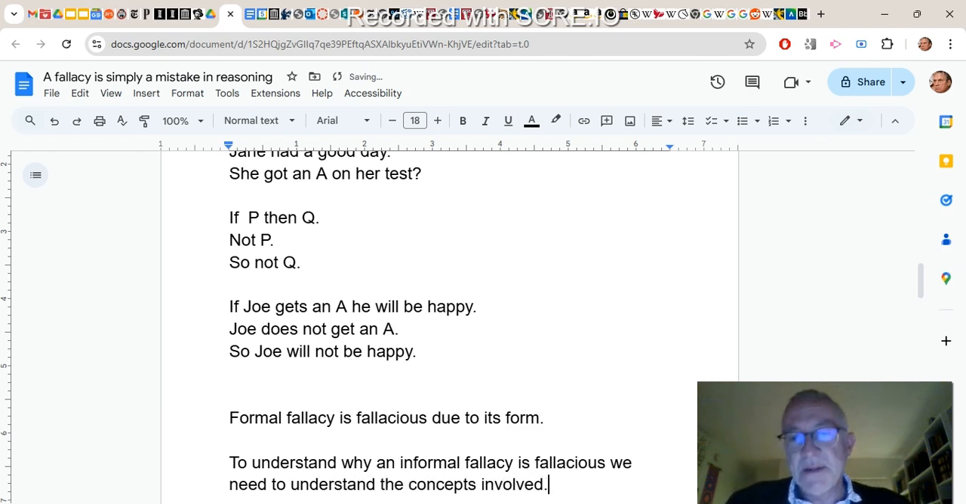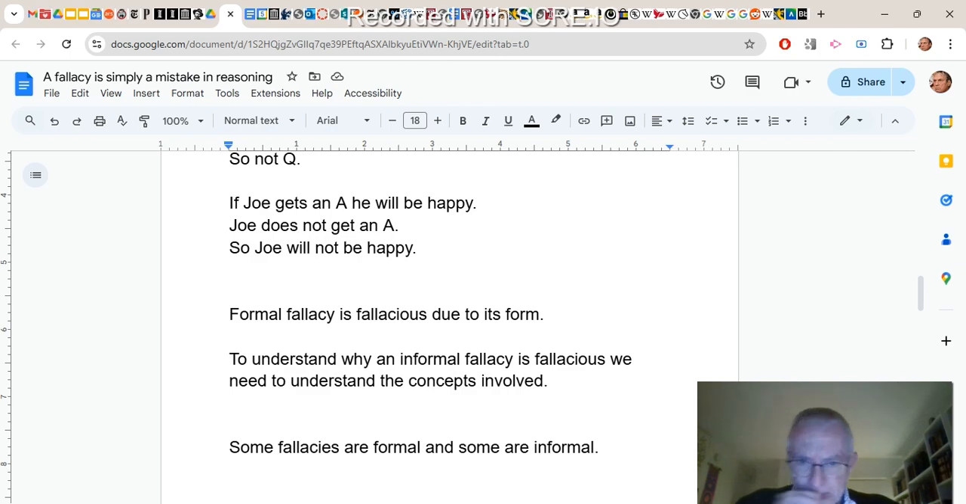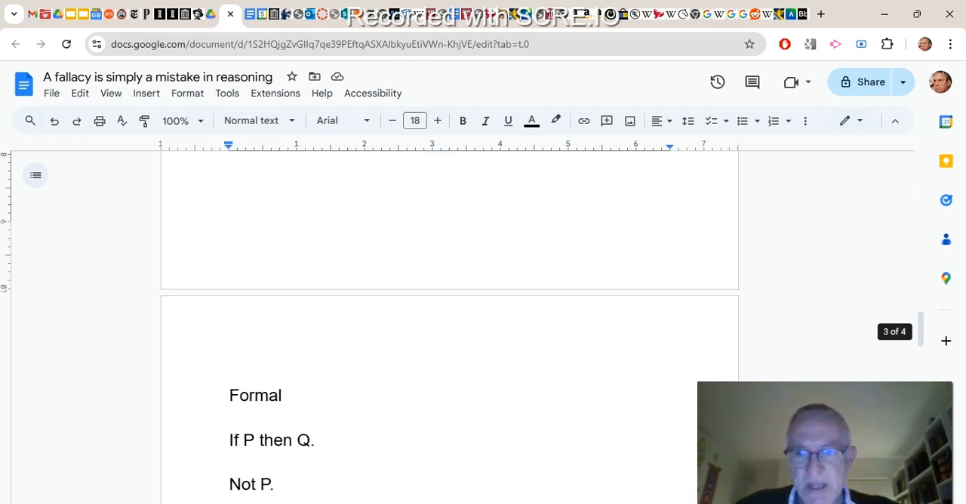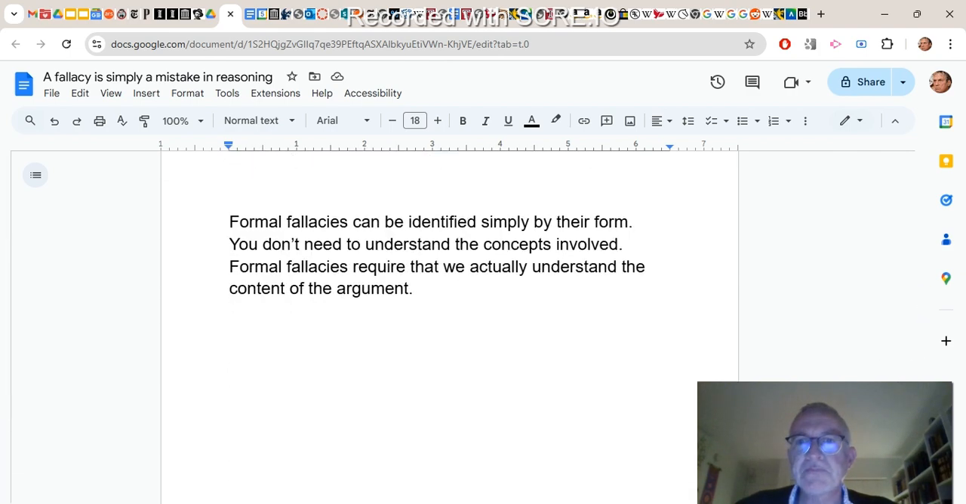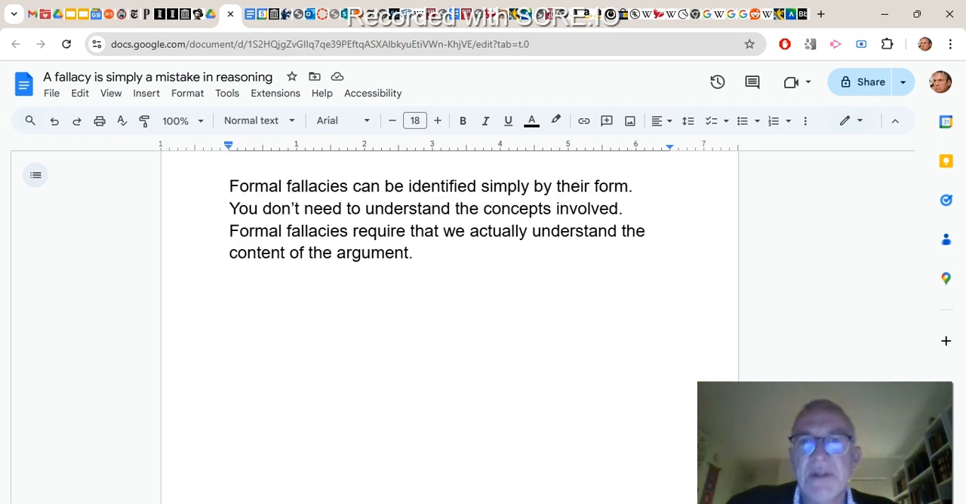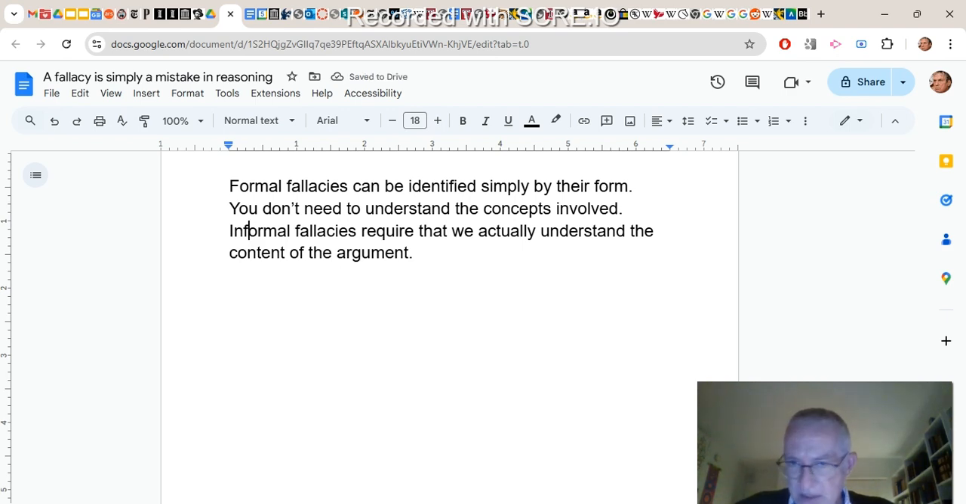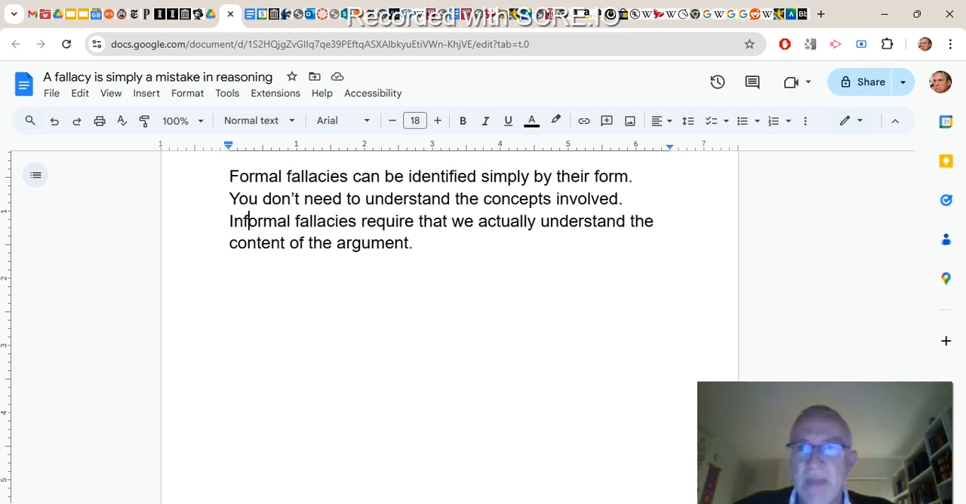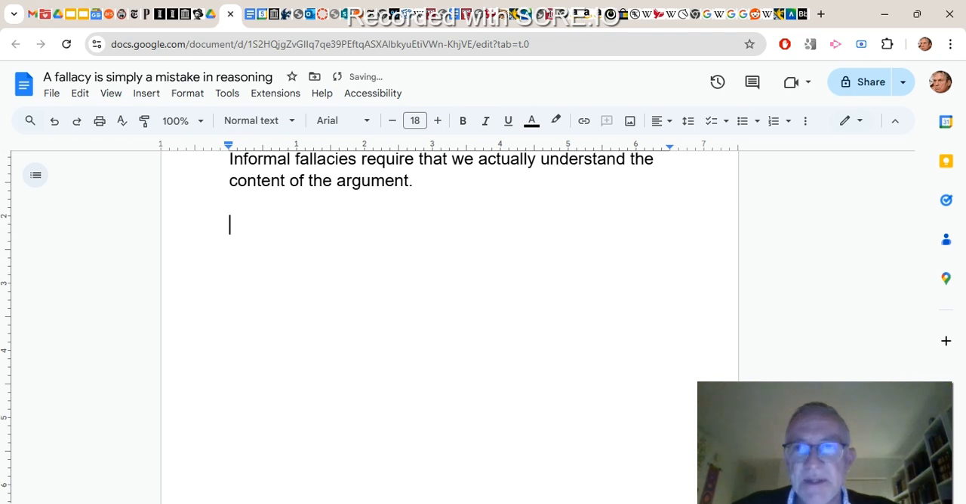We need to understand the concepts involved. Let's take some informal fallacies. Formal fallacies can be identified simply by their form. Informal fallacies require that we actually understand the content of the argument or the concepts that are being employed. For instance, what are some of the informal fallacies?